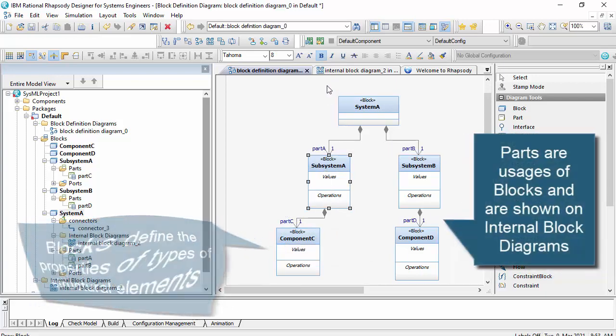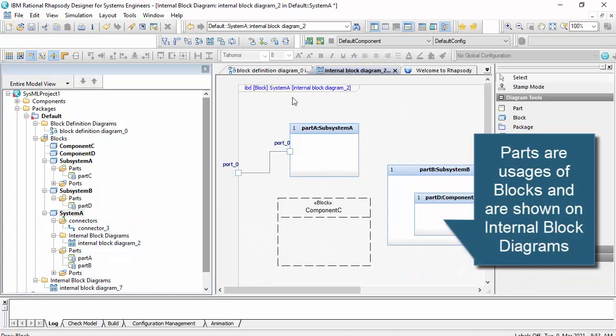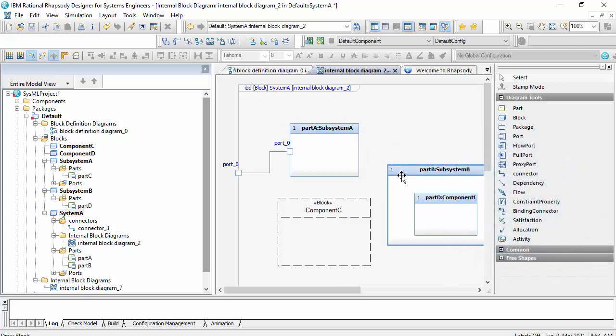So I can have global ones. And that an internal block diagram is a diagram of those usages and how they're connected within the context of another block. And the frame of the diagram represents that other block.